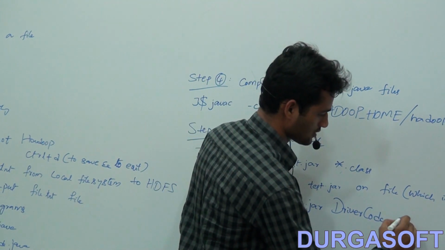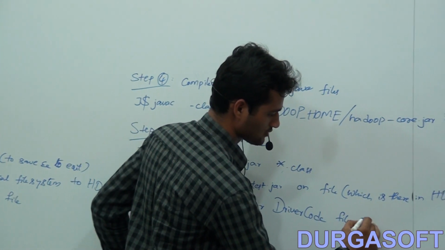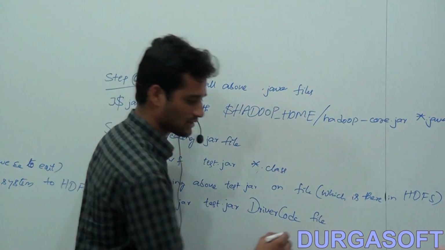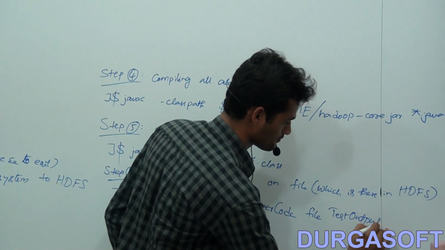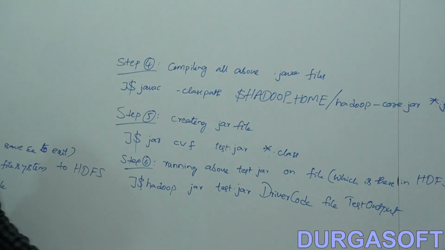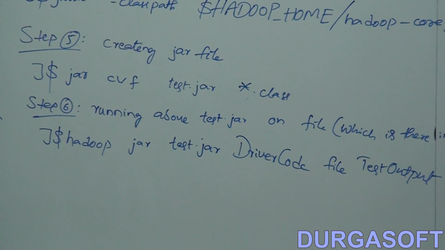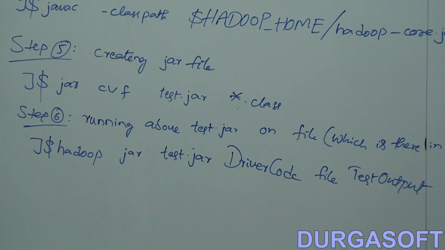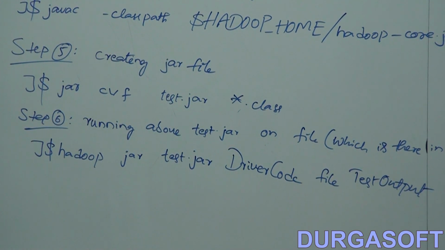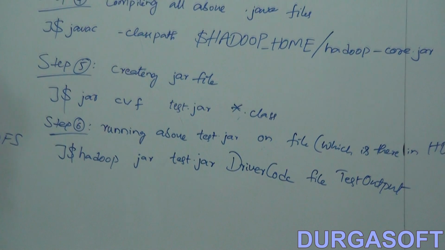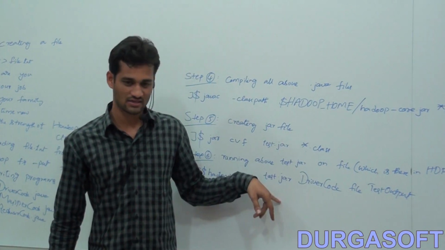space, and then the file name, the HDFS file name. I want to give an output directory, test output. Test output I am giving. Okay. So can somebody say what is there in this jar file now? 3 .class files are there.